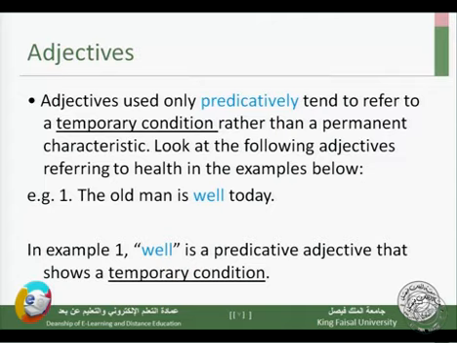If we look at these adjectives that are related to health, in these examples, the old man is well today. Well is a predicative adjective, and it refers to a temporary condition. The old man might have failing health. Sometimes he might be sick, sometimes he might be healthy. So when we say the old man is well today, that means this is temporary. Tomorrow he might get sick because he is of old age and he is a frail man, and he can get sick the next day. Example 1, well is a predicative adjective that shows a temporary condition.